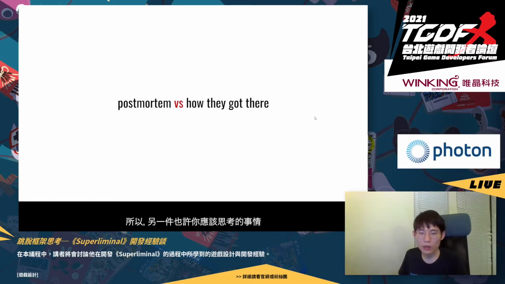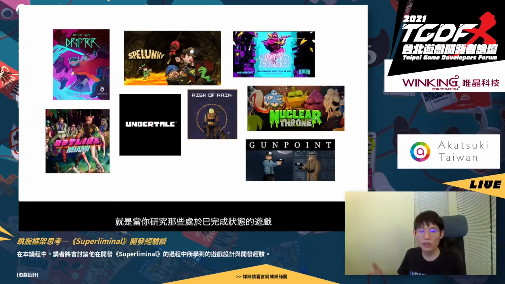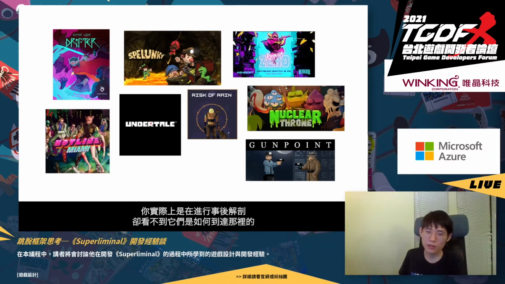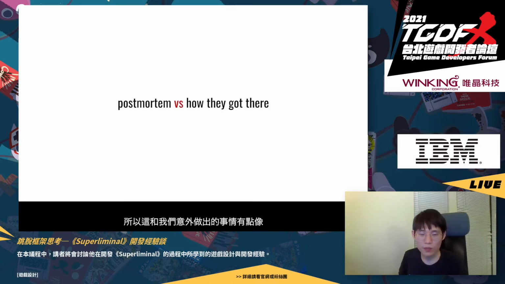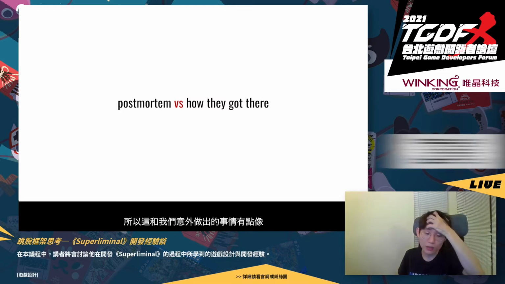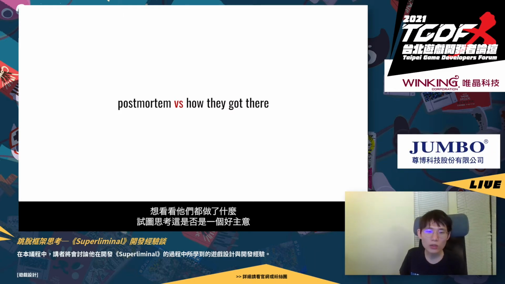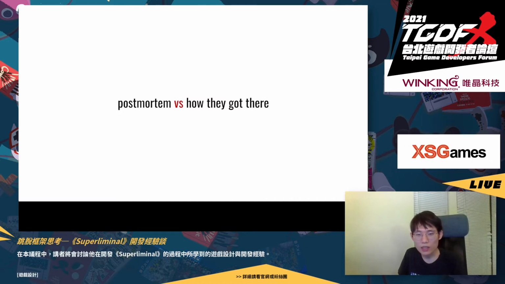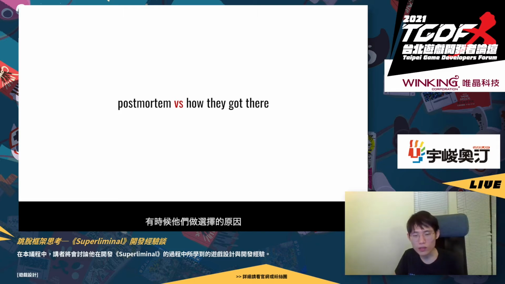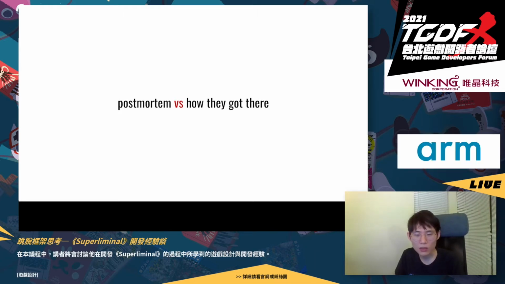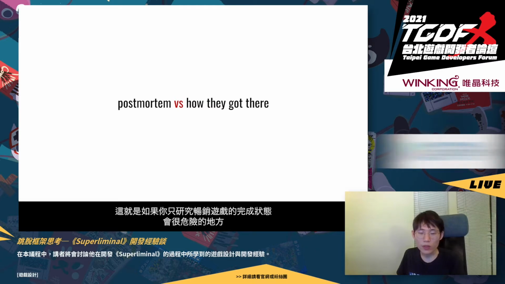Another thing that you should probably think about is that when you're taking a look at games in their completed state and you're trying to analyze or dissect them, you're actually doing a post-mortem instead of seeing how they got there. That's kind of what we did by accident too, right? We were looking at first-person puzzle games and trying to see what they all did, and trying to think if it was a good idea. But the problem is we don't really see why they made those choices. Sometimes they made a choice because it was the cheapest or the easiest thing to do. It doesn't necessarily mean it was the best thing to do, right? So you don't know. And that's a very dangerous part of just looking at the completed state of successful games.